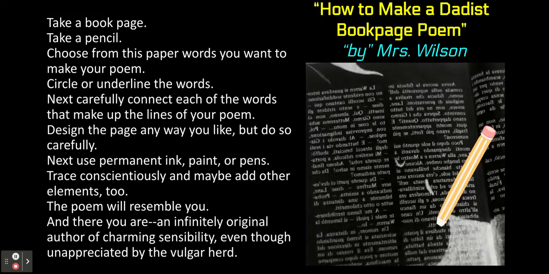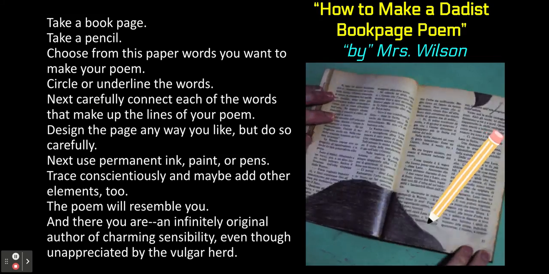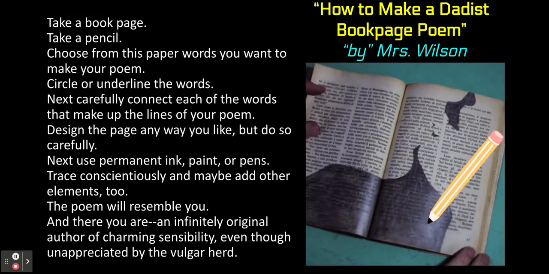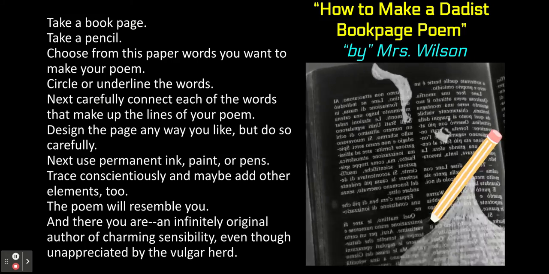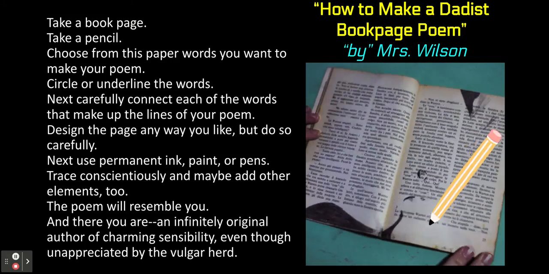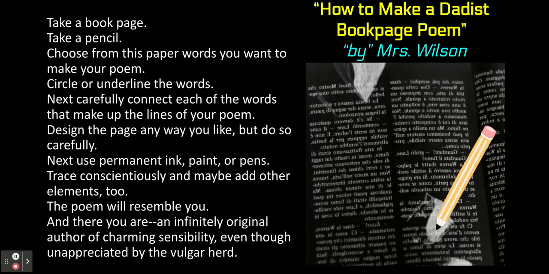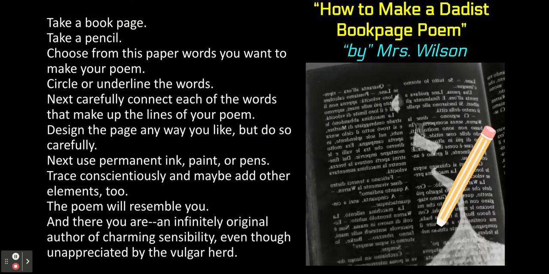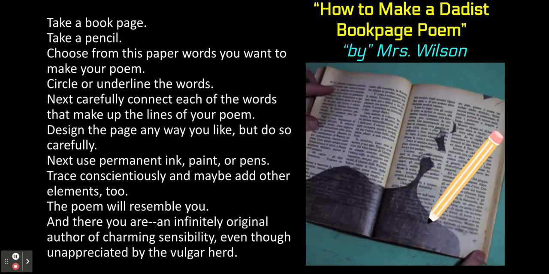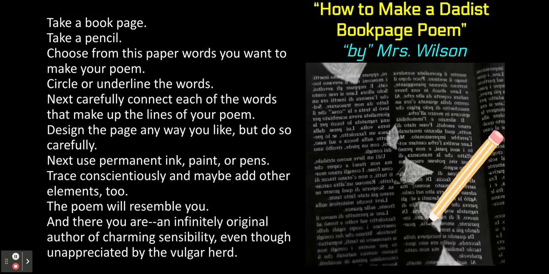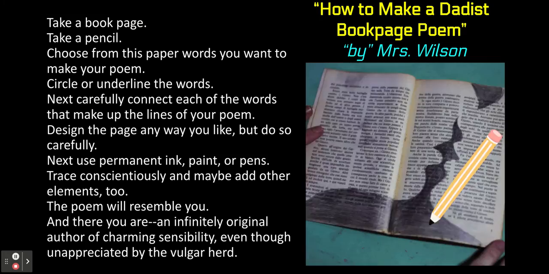You would take a book page, take a pencil, and choose from this paper the words you want to make your poem. Circle or underline the words. Next, carefully connect each of the words that make up the lines of your poem. Design the page any way you like, but do so carefully. Next, use permanent ink, paint, or pens. Trace conscientiously and maybe add other elements too. The poem will resemble you. And there you are, an infinitely original author of charming sensibility, even though unappreciated by the vulgar herd.